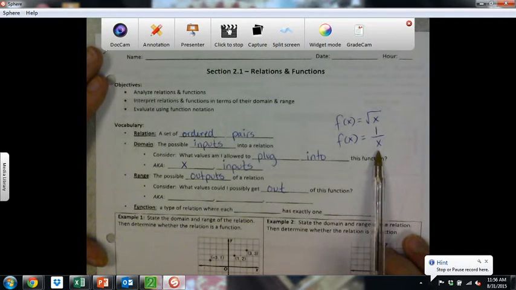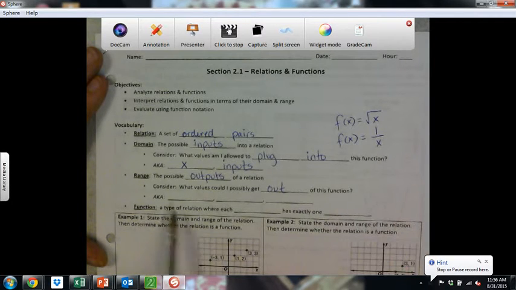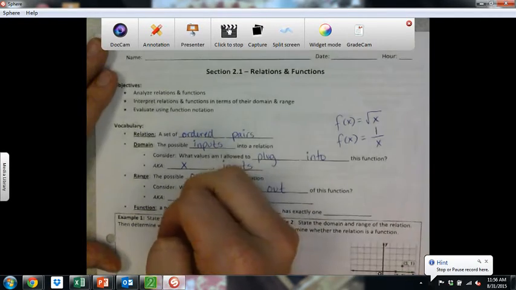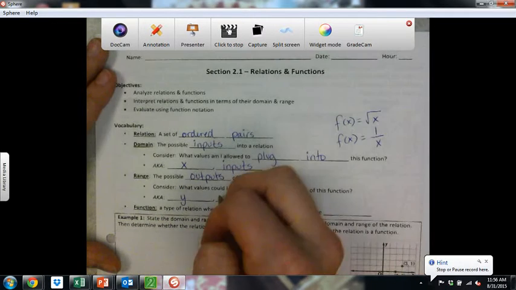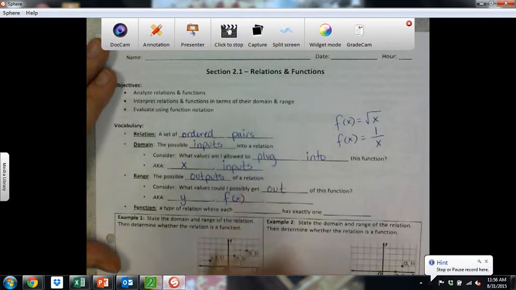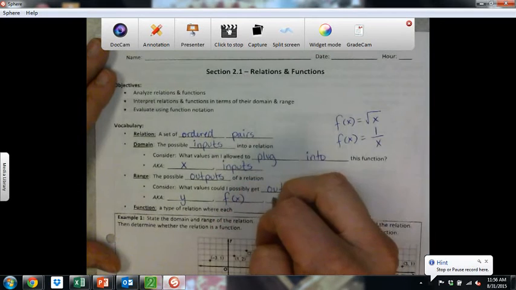In this case, I can plug in anything I want other than 0, but it's not possible to get out anything that's equal to 0. There's nothing I can plug in here to get 0 to come out. Other names that we use for range are y. The y values are essentially your range. Sometimes we use the f of x, and like it says here, this could also be output.